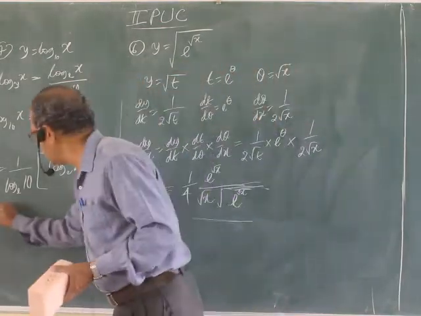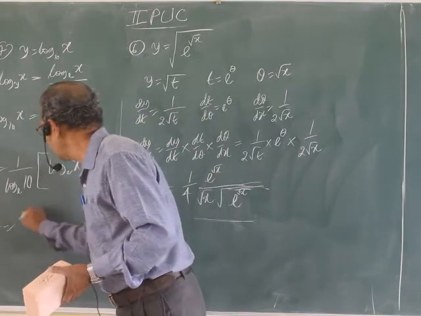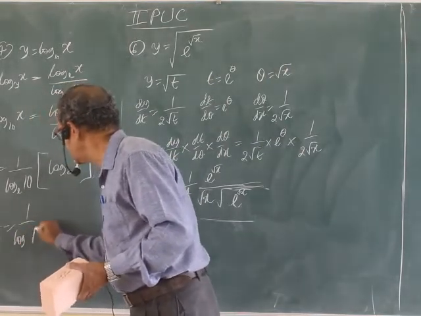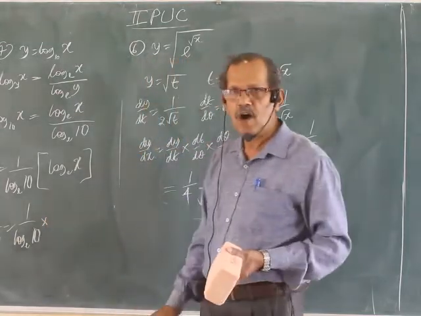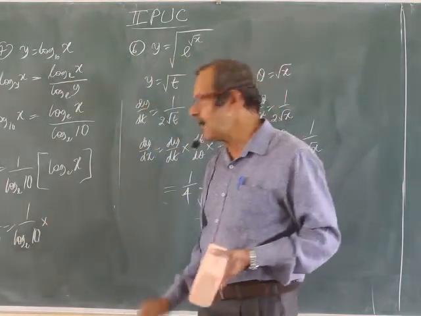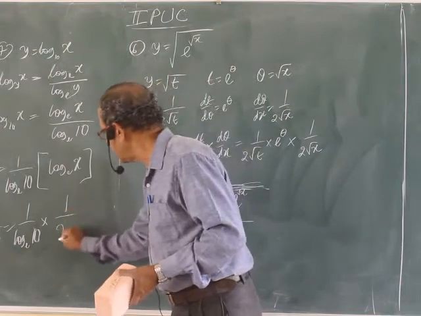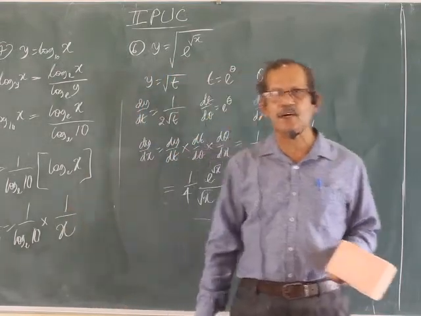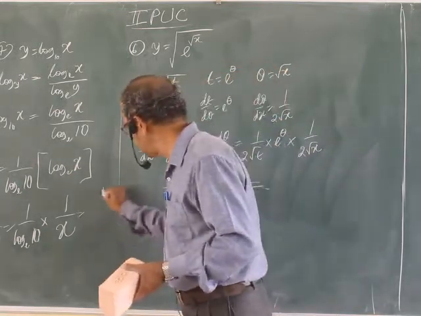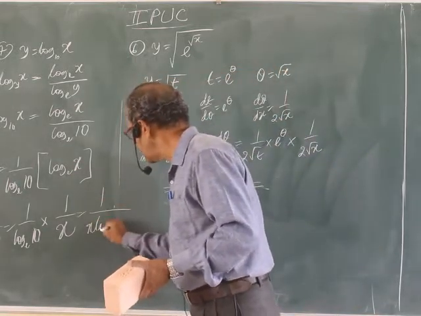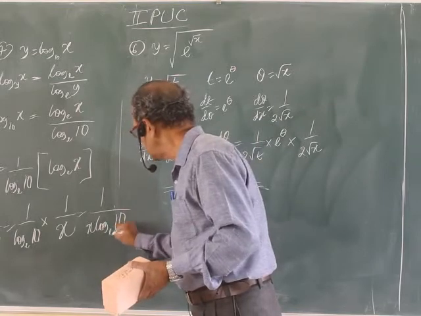See, dy by dx is the constant as it is, into the derivative of the function, 1 by x. Now you can write 1 by x because it is log to the base e. Final answer will be 1 by x log 10 to the base e.